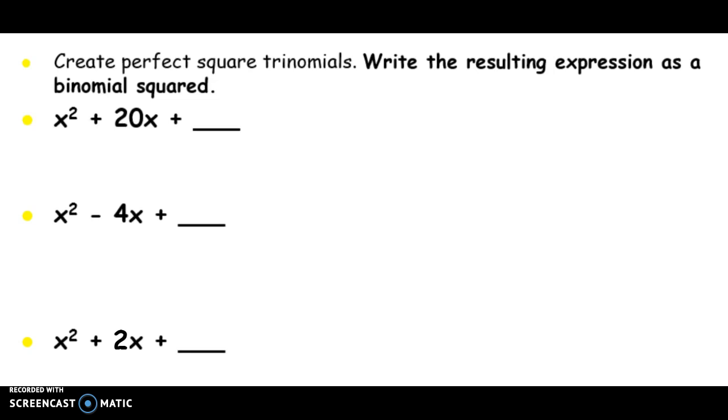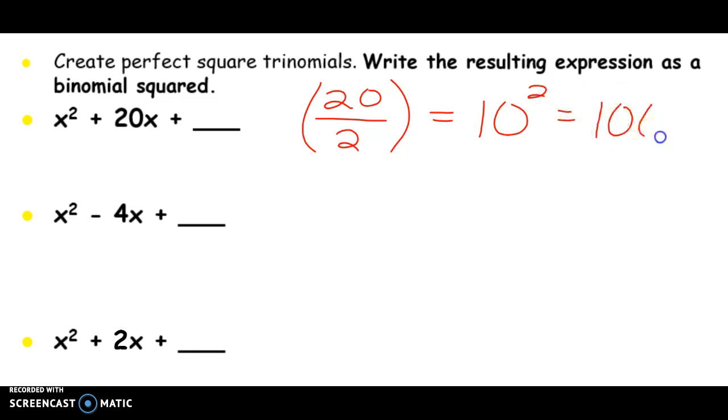So let's do one of these together and I'll have you do the other 2 on your own. What is b? 20. So we take 20, divide it by 2, which is 10, and then whatever that is, we square it. 100. So our blank would be 100. In other words, the factors of 100 that add up to 20 are 10 and 10. Okay, do the last 2 on your own. Should take like 1 minute.